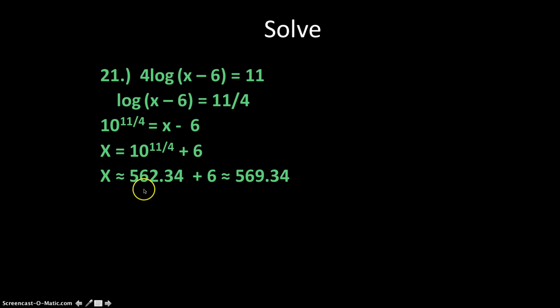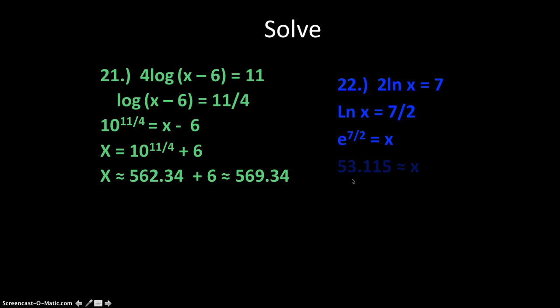So our answer is 569.34. Again, that's an approximate answer. That's not an exact answer, but it's really close. And we have another logarithm here, which is a natural log. So that means you divide by 2, which gives you 7 halves, or 3.5. And you'll notice here the base is e, so we rewrite as a natural log exponential, put this under our calculator, and we get approximately 53.115.